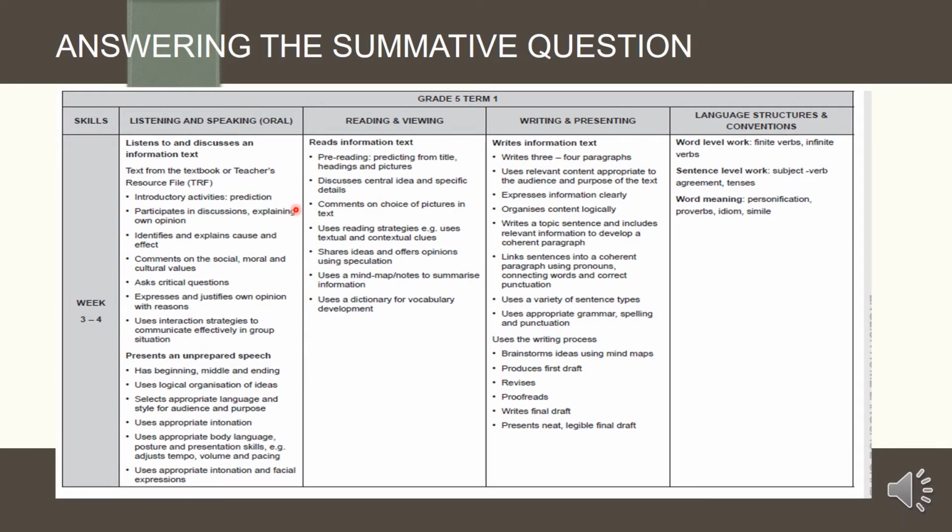Well, according to CAPS, for grade 5, let's just look at the whole structure of how CAPS would outline it for you. Grade 5, term 1, they would have listening and speaking, oral, reading and viewing, writing and presenting, and how to make your formative or summative assessments according to that particular topic given.